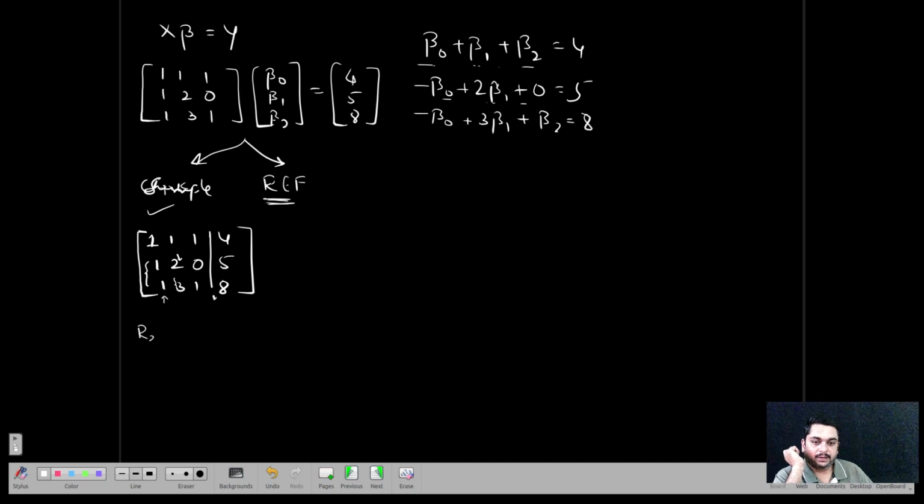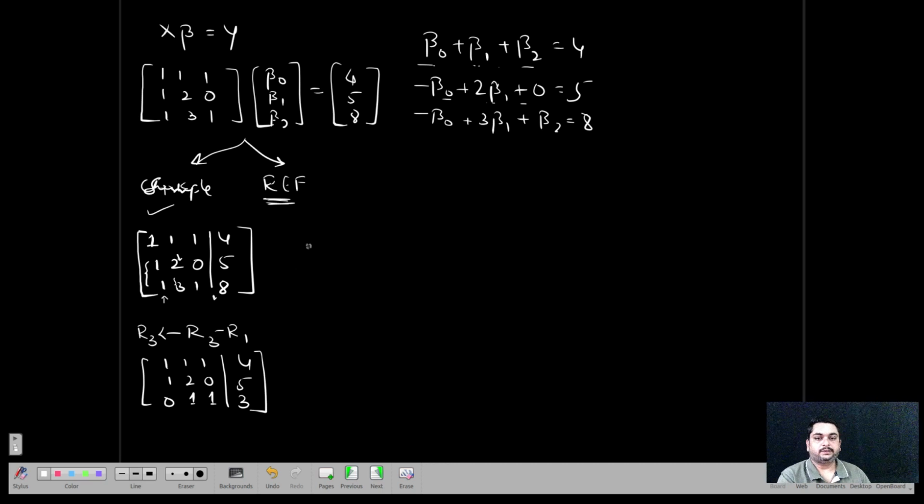How will I get it? I am making the row reduction, R3 minus R1. So this is 1, 1, 1, 4 and 1, 2, 0, 5. So 1 minus 1 is 0. 3 minus 2 is 1. 1 minus 0 is 1. 8 minus 5 is 3.